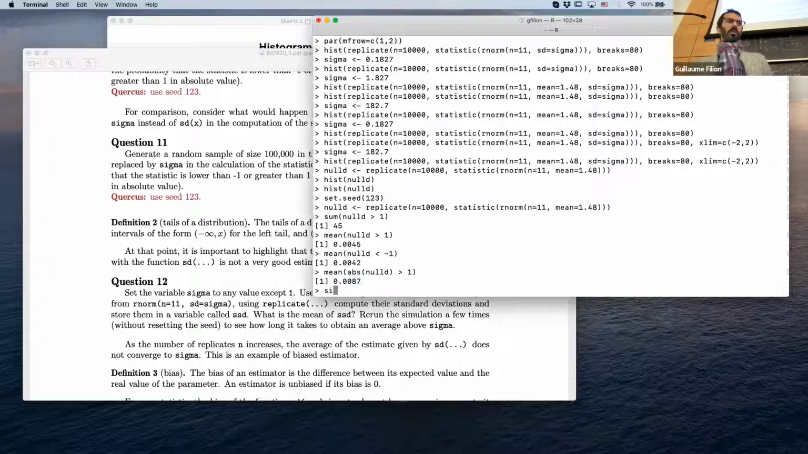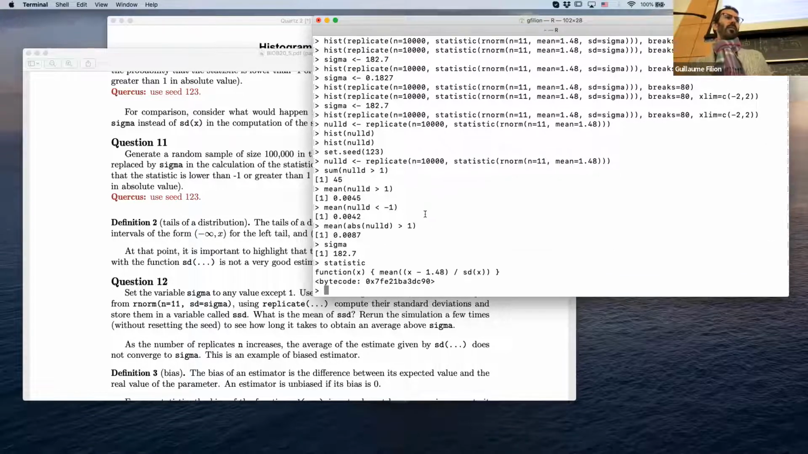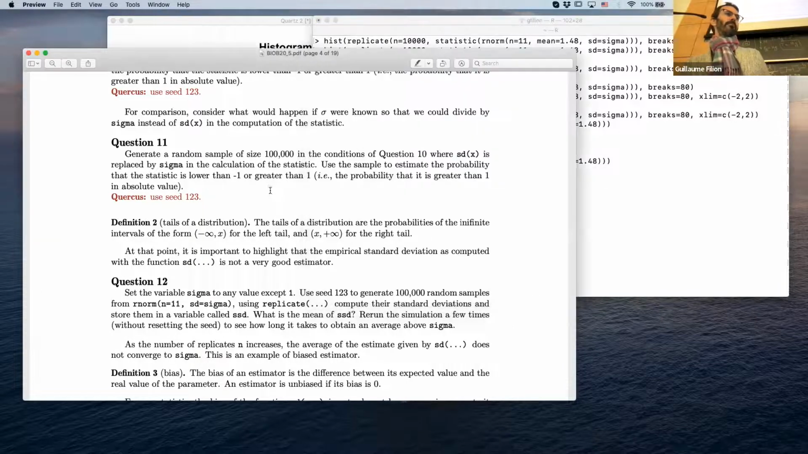So I'm going to, what is my value of sigma at the moment? It's 182.7, perfect. So here, remember that statistic is this thing here. Ignore the bytecode. So it was computed that way. So now I can just replace SD of x by sigma, 182.7. Use the sample to estimate the probability that the statistic is lower than -1 or greater than 1.